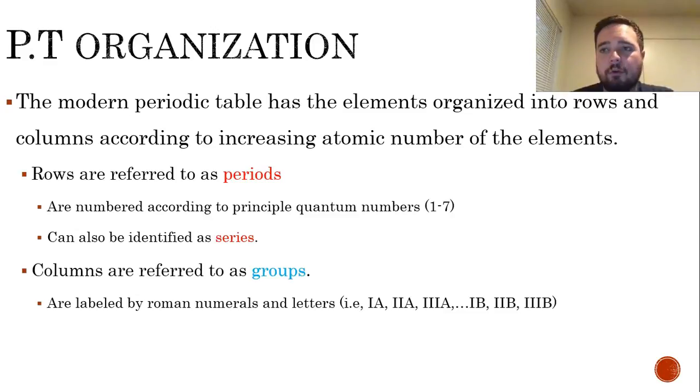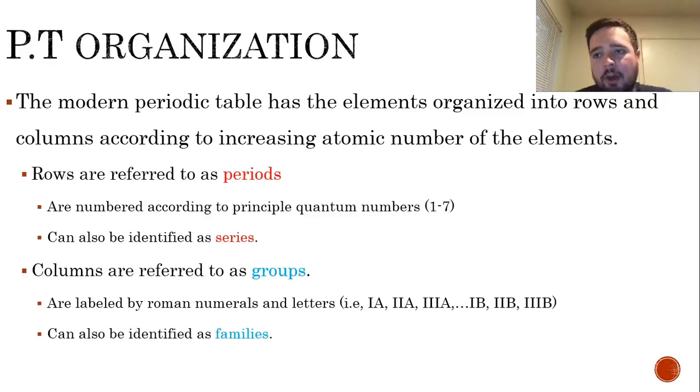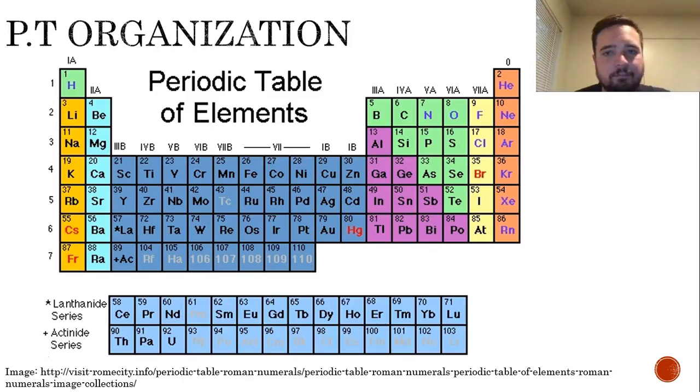Columns are referred to as groups, and they're typically labeled by Roman numerals and letters, so 1A, 2A, 2B, 3B, and so on and so forth. They're also identified as families, and the reason why is because as families you share a common ancestry. The way we can think about it in regards to elements is that families share common properties, and this is where the pattern of chemical and physical properties started to occur.